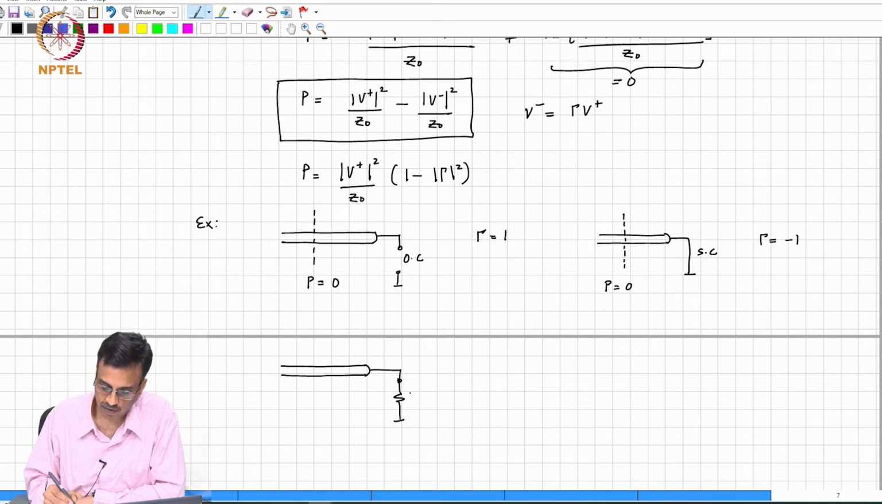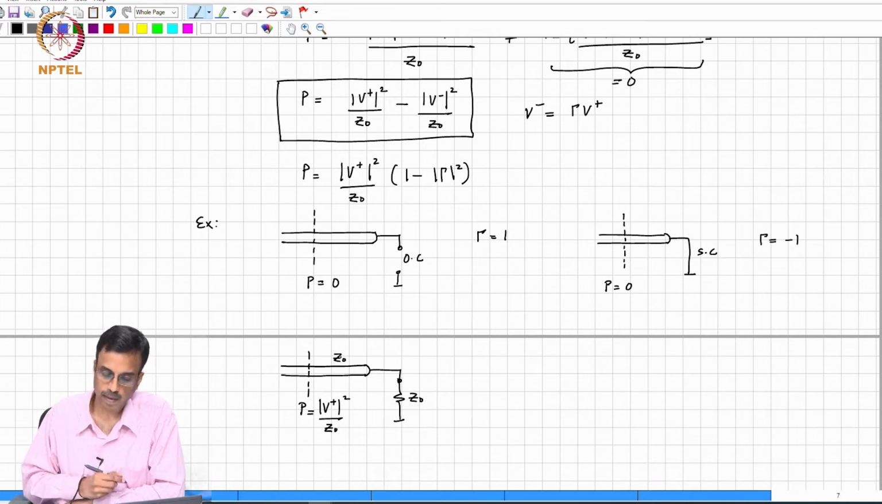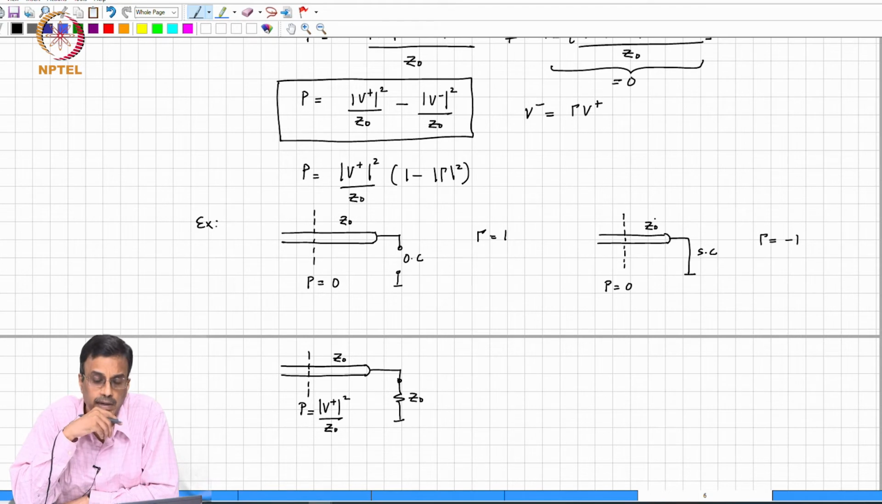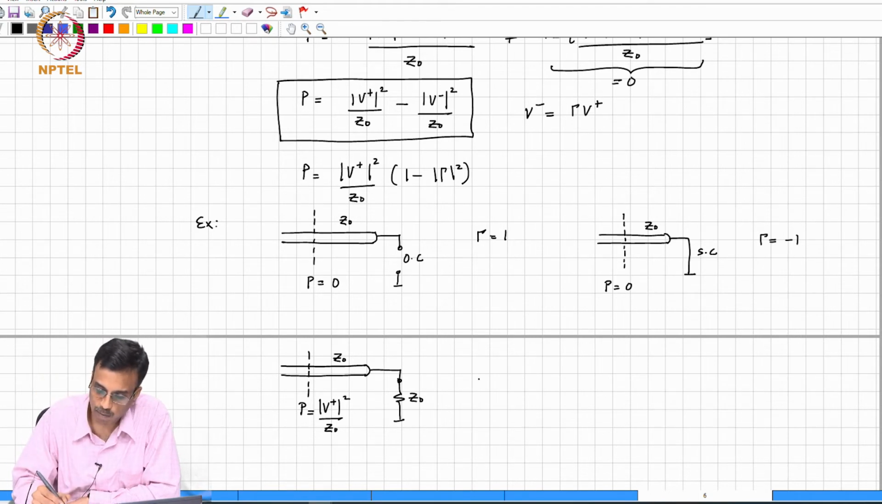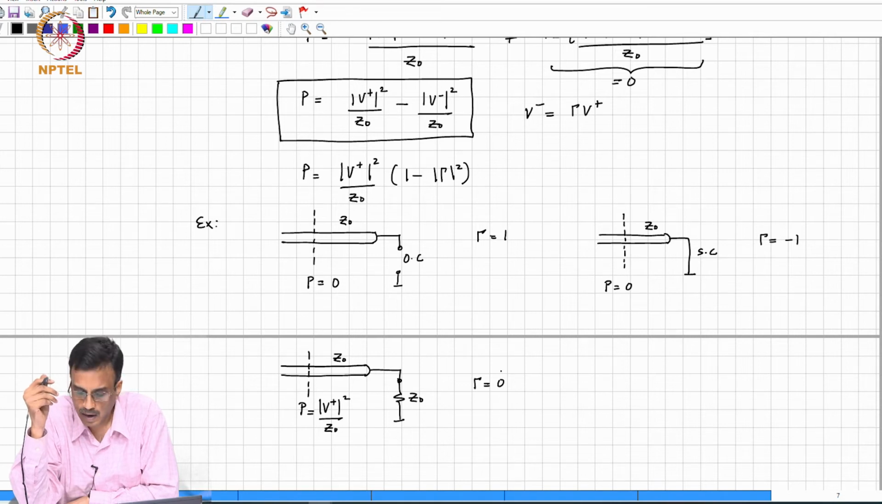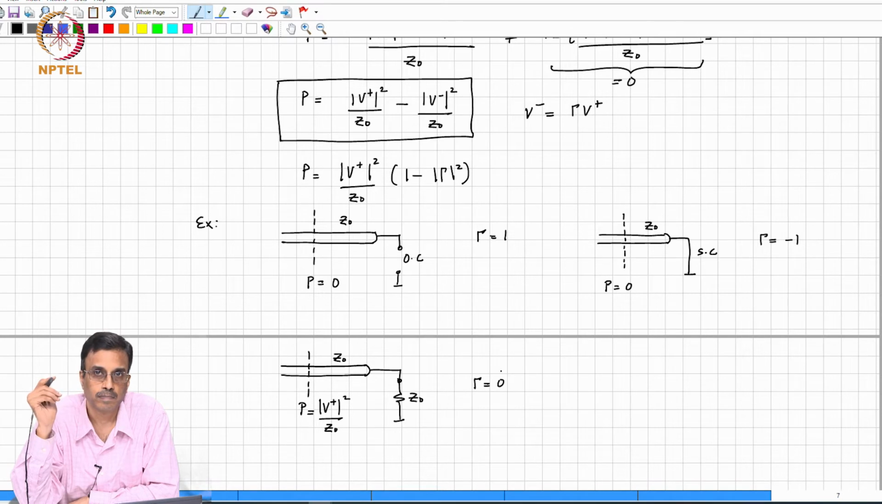Likewise, let's say this is Z naught. The power being dissipated is mod V plus square over Z naught, right? And gamma is basically 0. That makes sense because whatever power is going towards the right, none of it gets reflected. Everything is absorbed in the load, and therefore the entire power that's incident is dissipated towards the right of that dotted line.